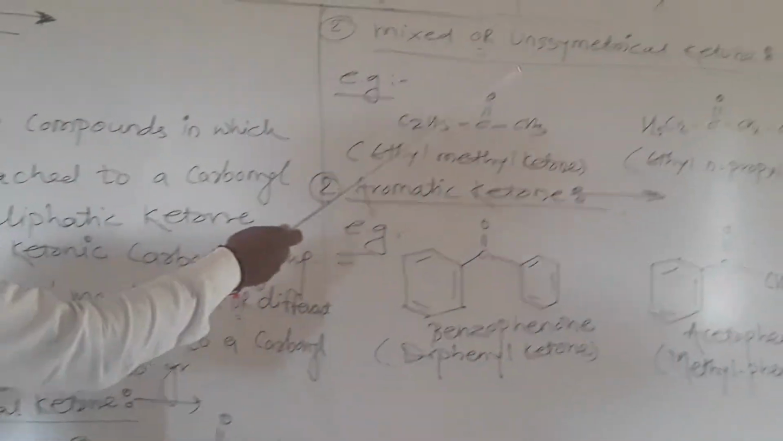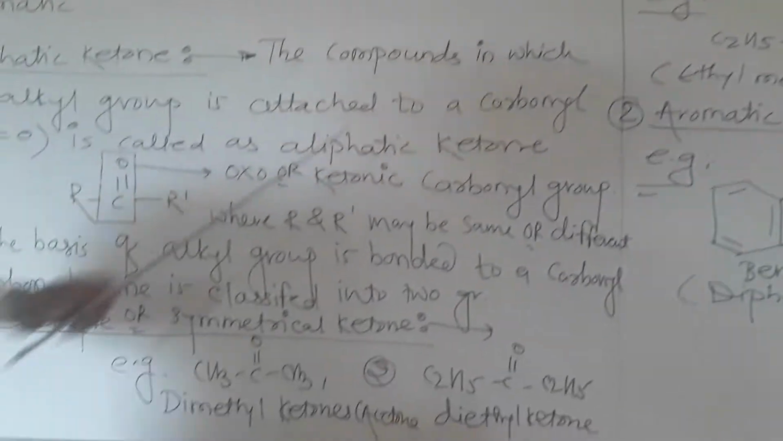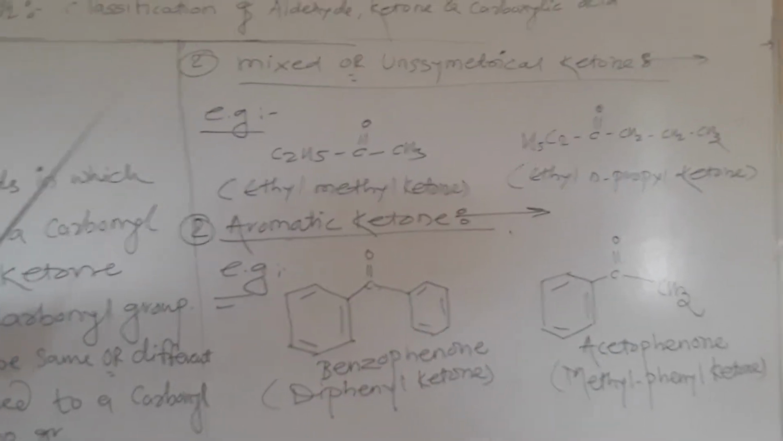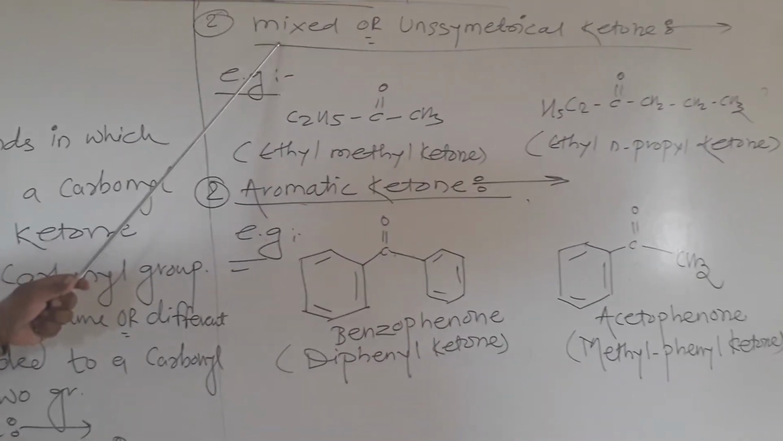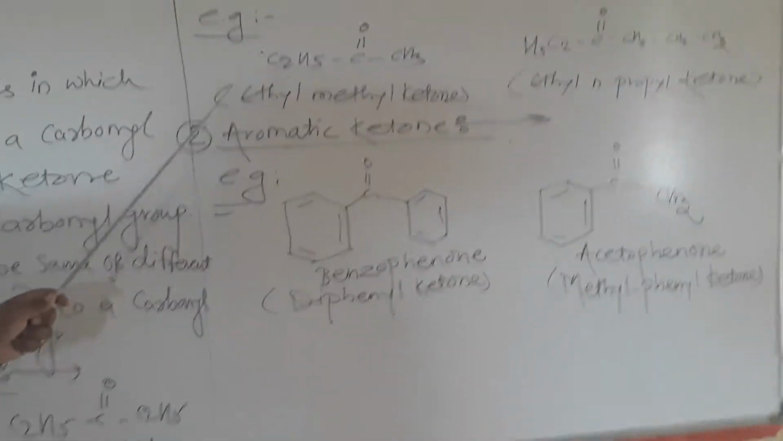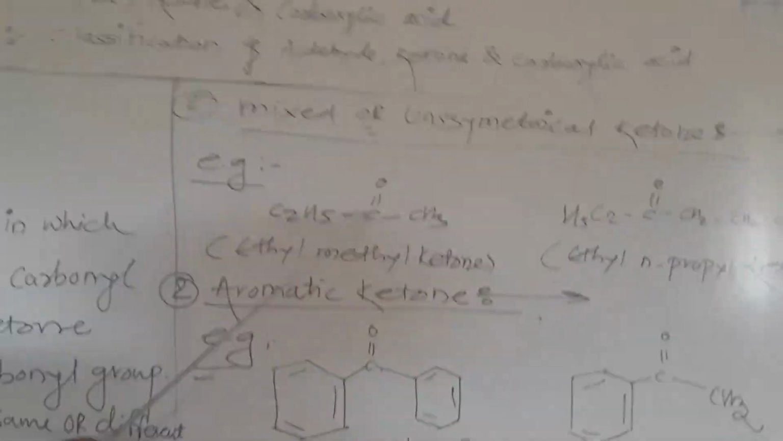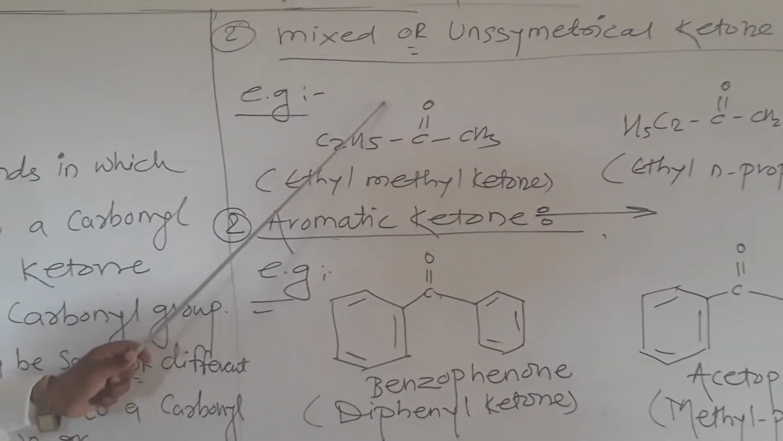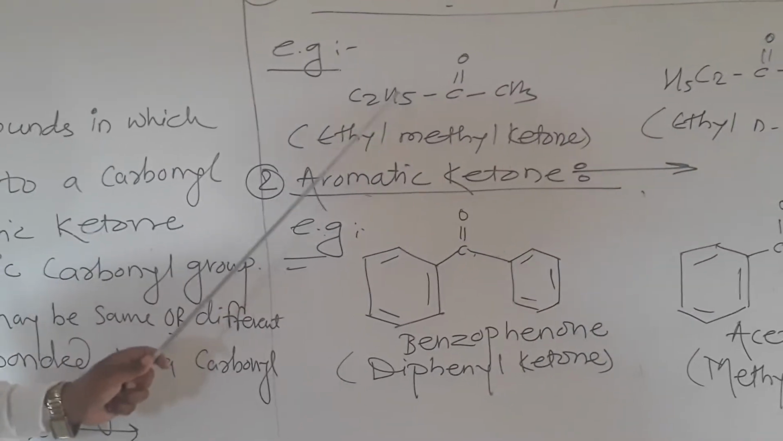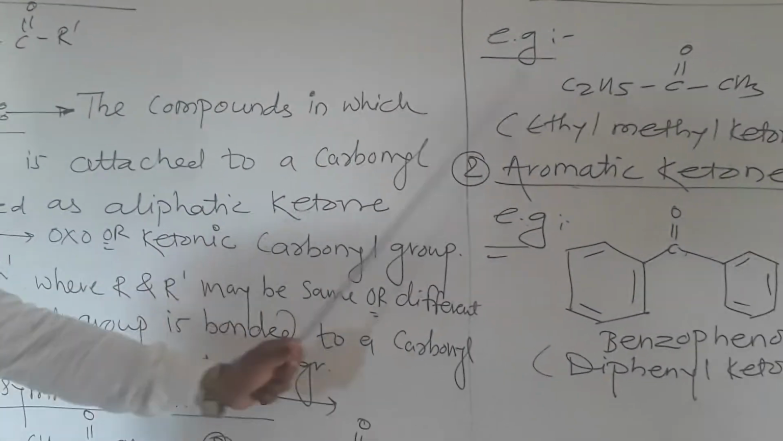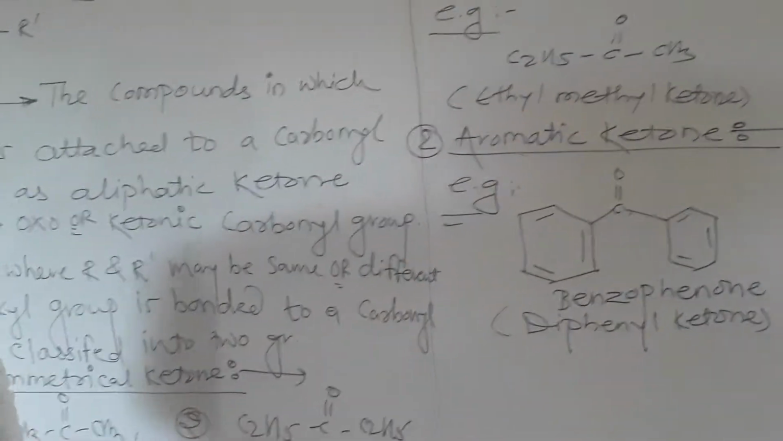Mixed or unsymmetrical ketone. The next type of aliphatic ketone is the mixed or unsymmetrical ketone. From the name of this type of ketone, it means both the alkyl groups bonded to this carbonyl carbon are different. That is, R and R dash are different.